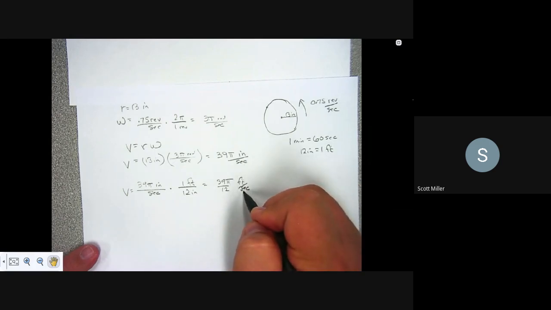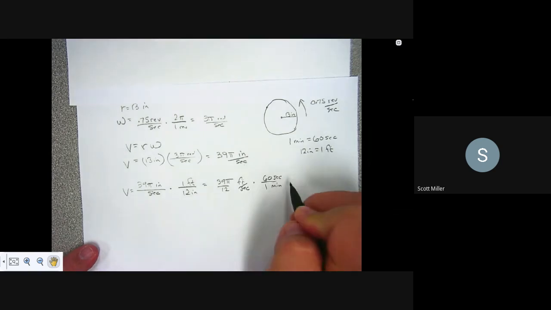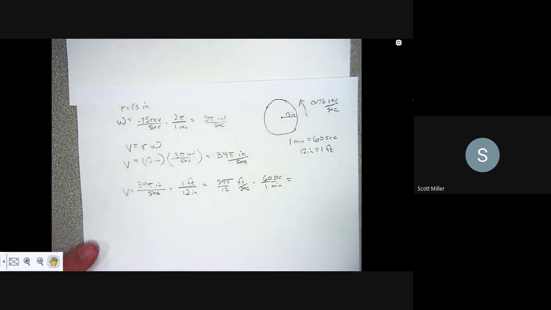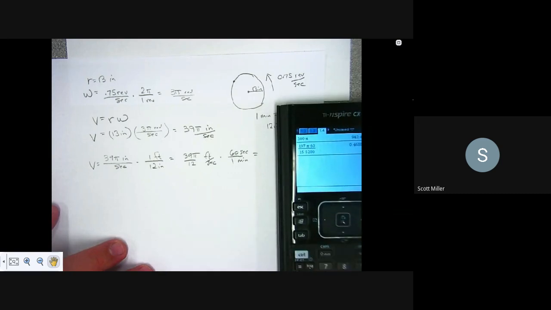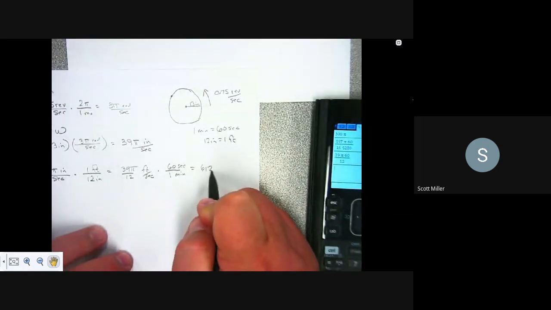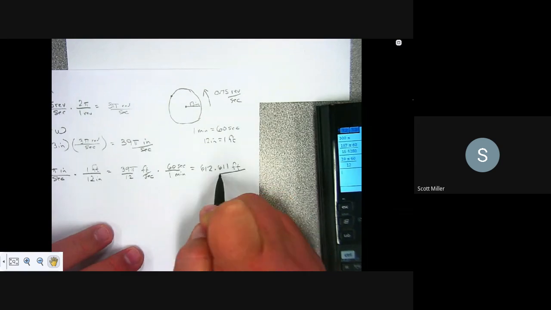So I want to know how long it's going to be for 1 minute. 60 seconds is 1 minute. And so multiplying all that out will give us the answer that we're looking for. And again, use the fraction key, always helps. You got 39 times pi times 60. And we're going to divide that by 12. And you can see that you're going to be going 612.611 feet in 1 minute.